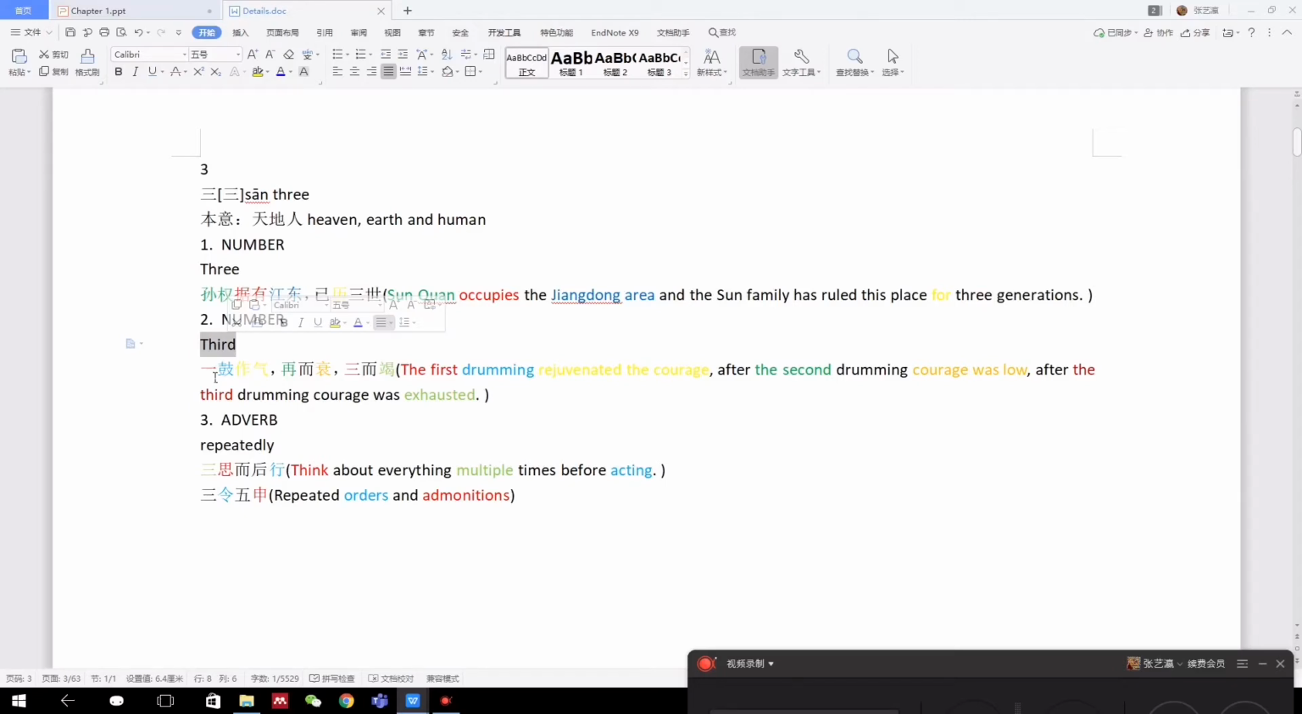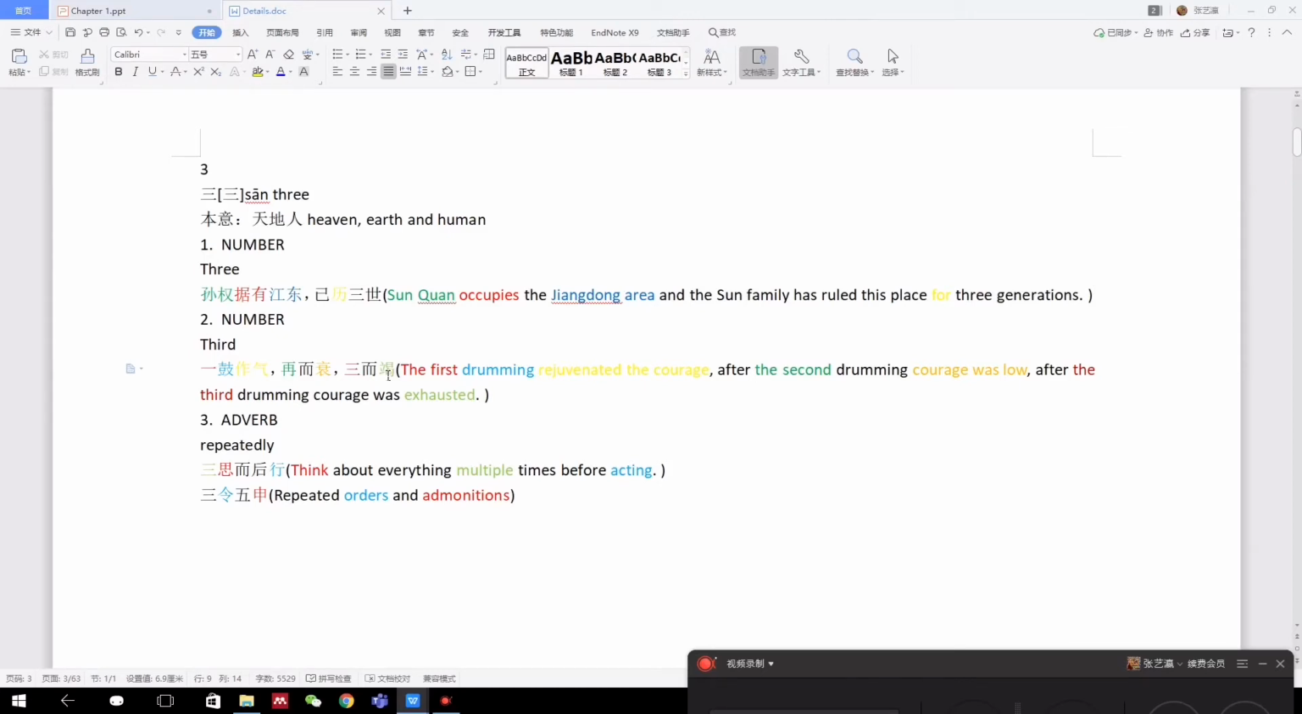Another one, 一鼓作气，再而衰，三而竭. The first drumming elevated the courage. After the second drumming, the courage was low. After the third drumming, the courage was exhausted. 一 is the first, 鼓 is drumming, 作气 is courage, 再 is second, 衰 is low, 三 is third, not 3, 竭 is exhausted.